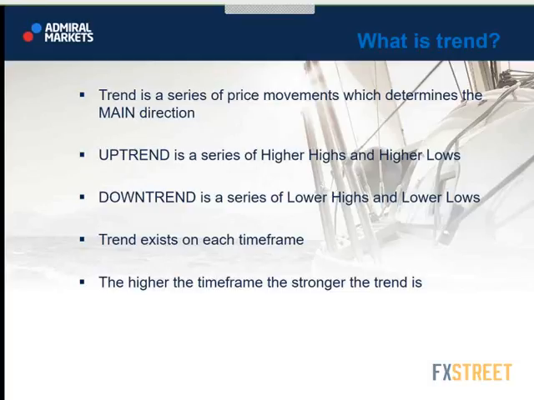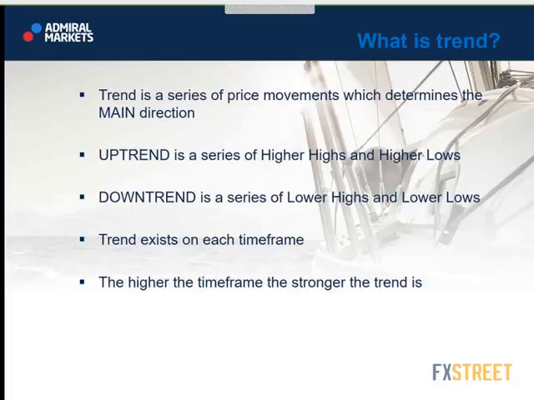An uptrend is a series of higher highs and higher lows. Simple as that. If anyone ever asks you about the trend definition, just tell them that an uptrend is a series of higher highs and higher lows, and a downtrend is a series of lower highs and lower lows.